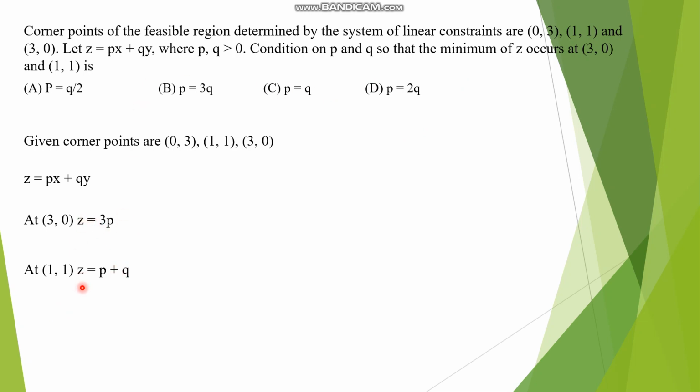As you can observe here, it is given that minimum of z occurs at 2 points, so they must be same. So 3p must be equal to p plus q, or 2p is equal to q, or we can write p as equal to q by 2, which is option A. P is equal to q by 2.